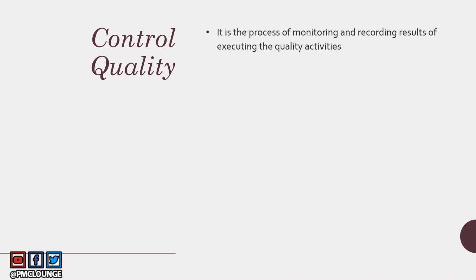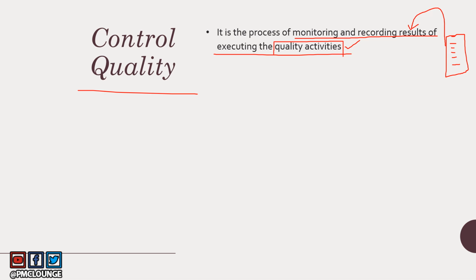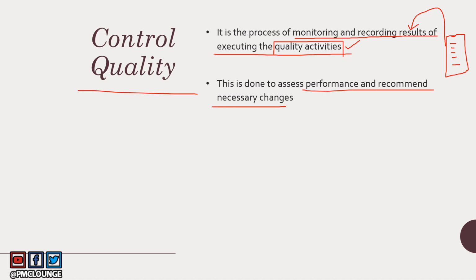This is the process of monitoring and recording results of executing the quality activities. So you have the activities from your previous manage quality process. Now, when you're executing those activities, remember the 5 activities that we talked about in the previous slide, what are the results of those activities? That is something that you record and monitor in the control quality process. This is also done to assess performance and recommend necessary changes. So how is your project performing against the defined quality criteria? And if there are any necessary changes, they should be recommended as part of the control quality process.